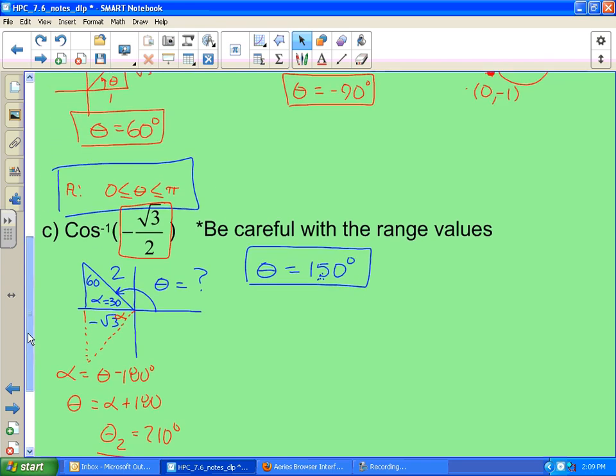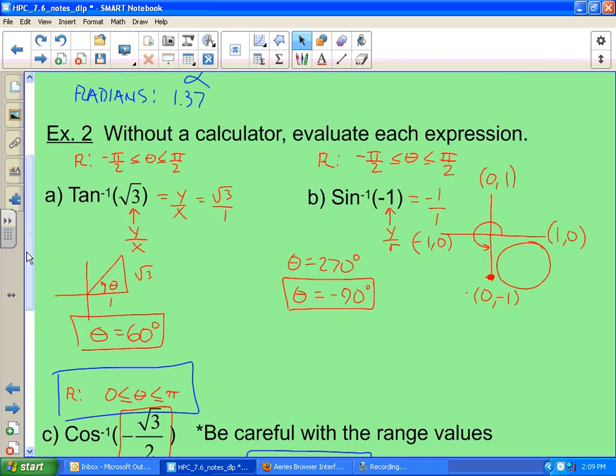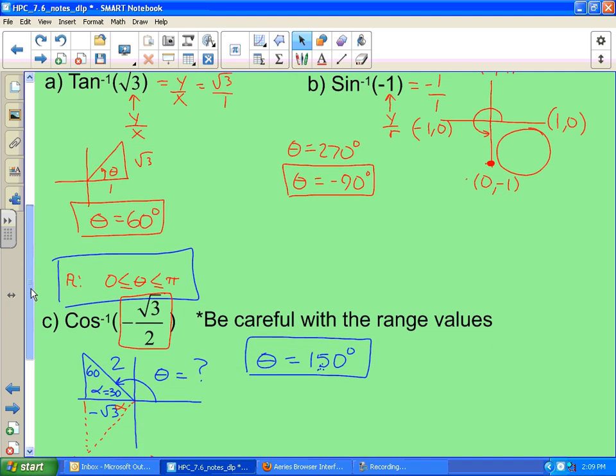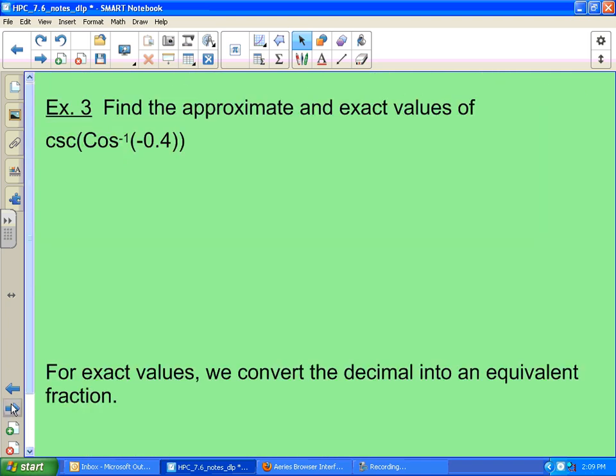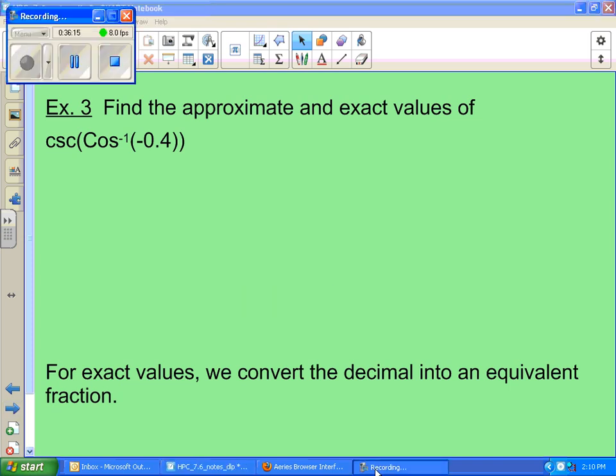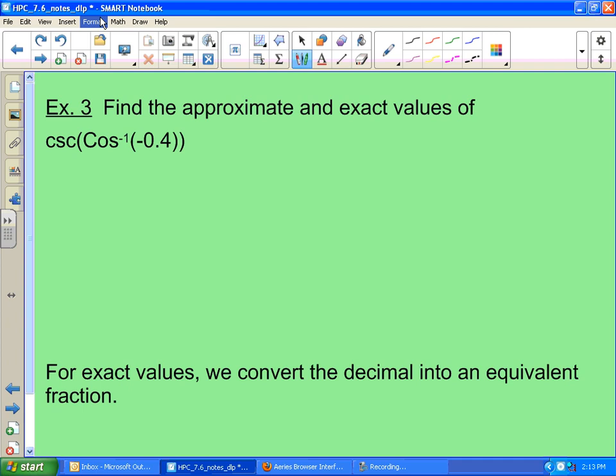Any questions? All righty. How about this guy? Find the approximate and the exact. The approximate's easy. Let's see if you guys can set this thing up. Is that what you got? Oh. So how did he get that?